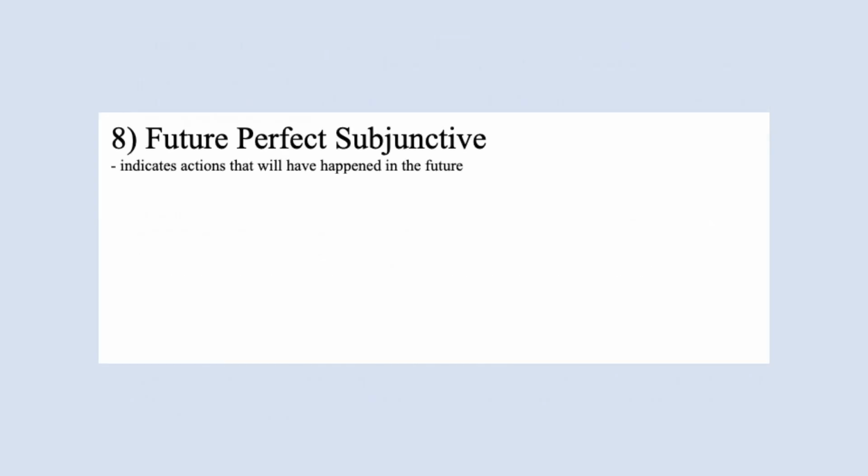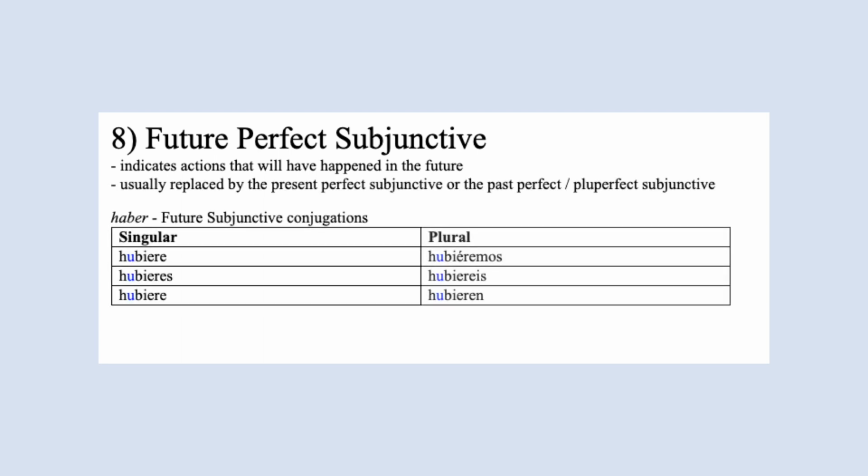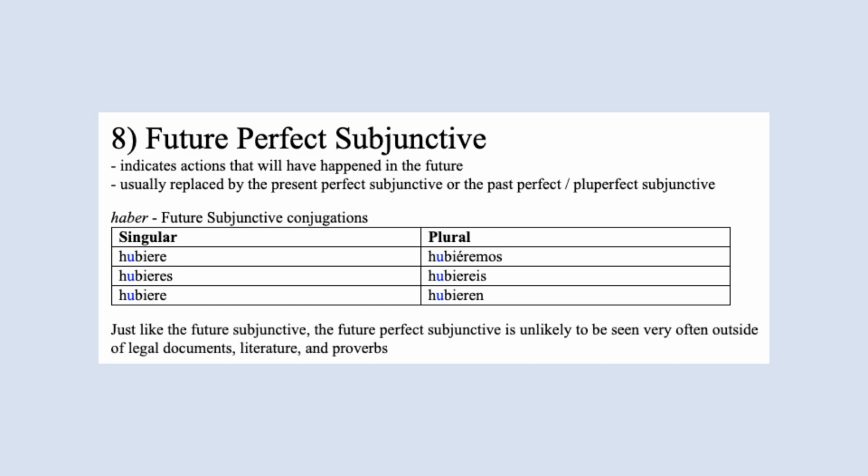The future perfect subjunctive indicates actions that will have happened in the future, but it is usually replaced by the present perfect subjunctive or the past perfect or pluperfect subjunctive. And of course, you will not likely see the future perfect subjunctive very often, outside of legal documents, literature, and proverbs.